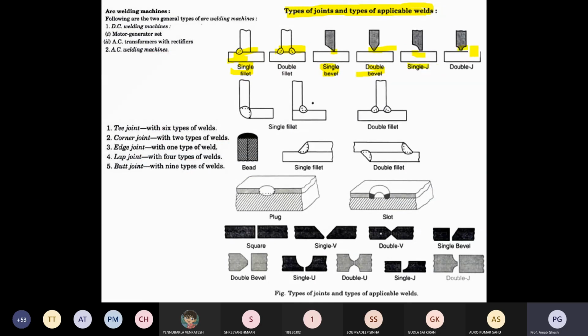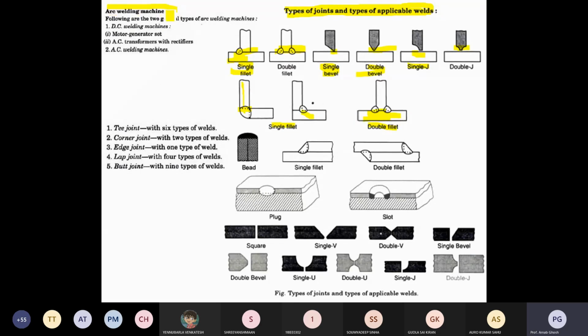That is single J shape. Then it is double J type of thing. Single fillet, double fillet, different ones. So that is L shape. Okay, so that is T shape, it is L shape, both the cases. That is T shape like that with double fillet.